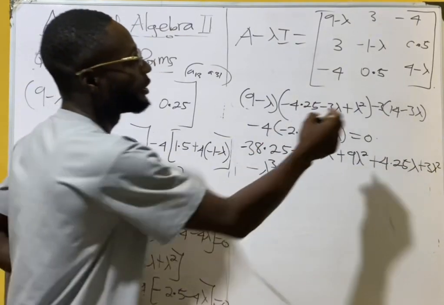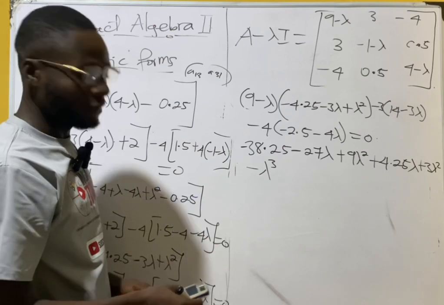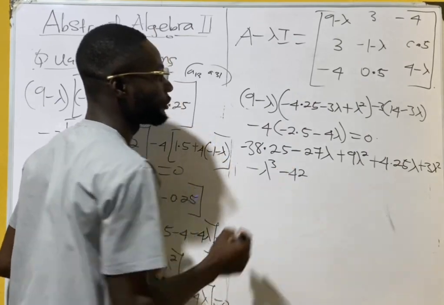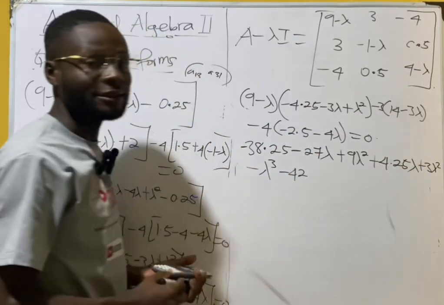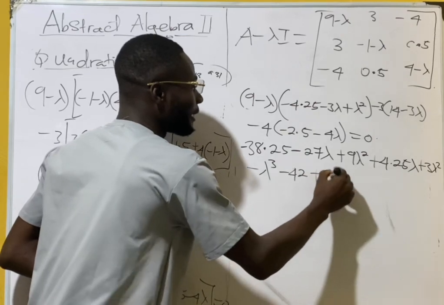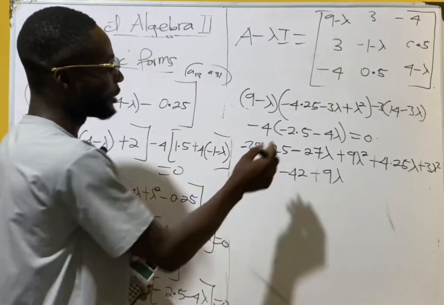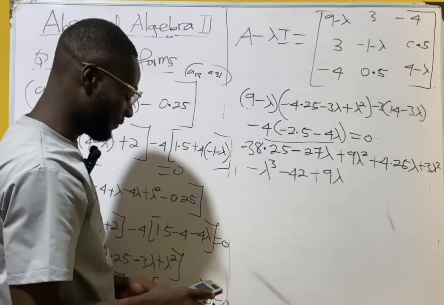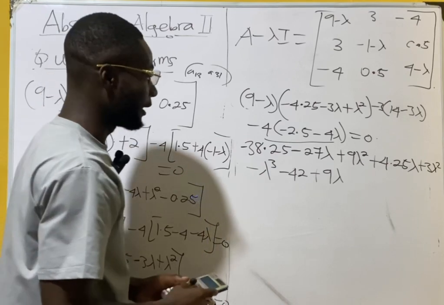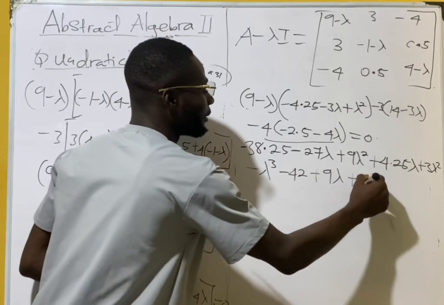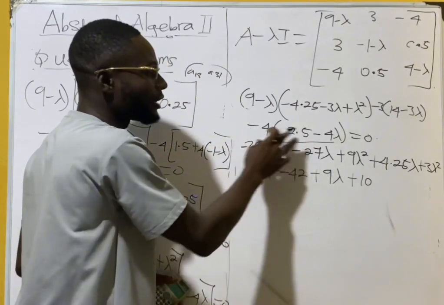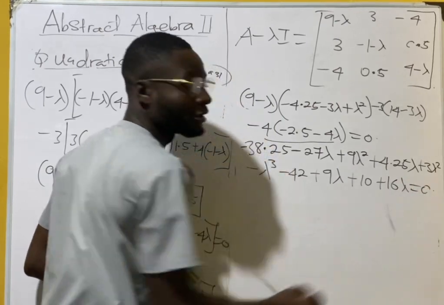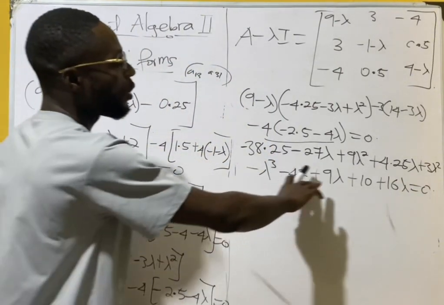Move to this section. Minus 3 times 14 is minus 42. So we have minus 42. Then minus 3 times minus 3 lambda becomes plus 9 lambda. Okay, so we are left with the last part. So minus 4 times minus 2.5 is plus 10. Then minus 4 times minus 4 lambda becomes plus 16 lambda, and that is equal to what? 0.